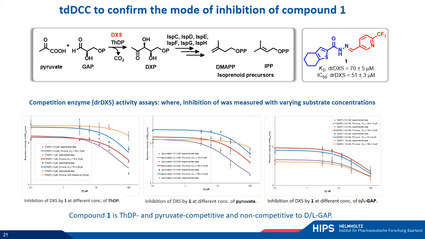Pyruvate concentration showed a similar effect, increasing the IC50 value while increasing the pyruvate concentration. Concerning the GAP, no influence of substrate concentration on the inhibition could be observed, and all measured IC50 values were in the range of 50 micromolar. So from these findings, it suggests that compound 1 is ThDP and pyruvate competitive and non-competitive to the GAP substrate.